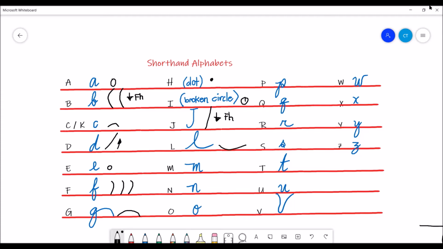Okay? If letter G is written like this one, gakulob. Letter L, gakaya. They are the same in length.